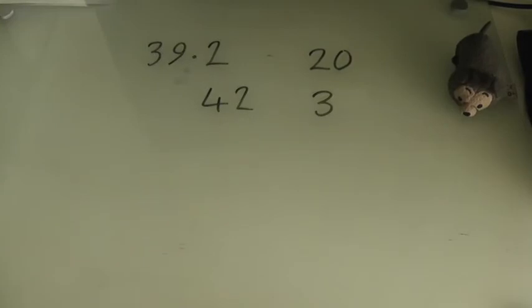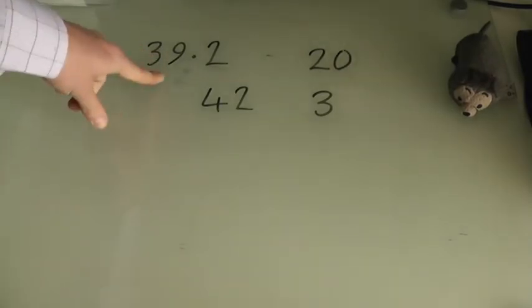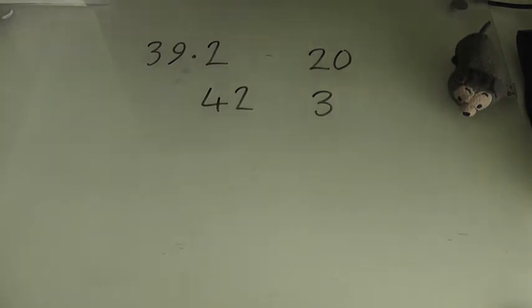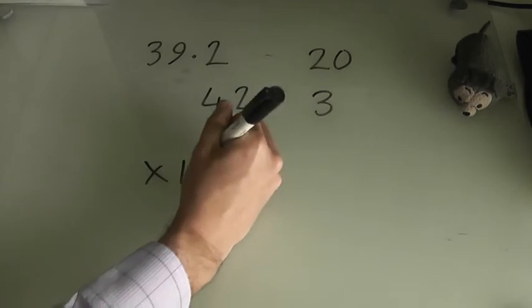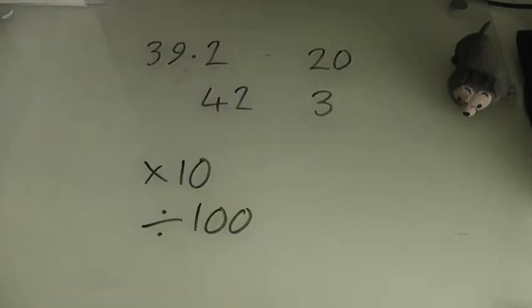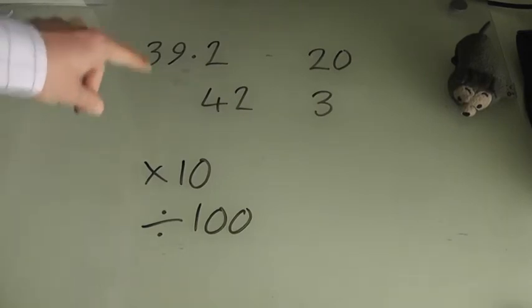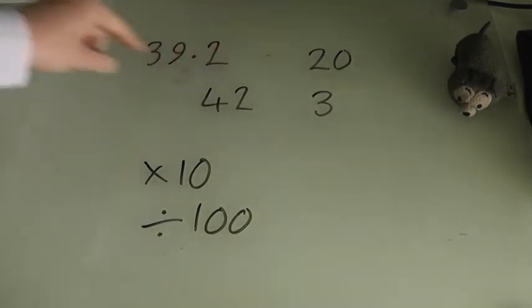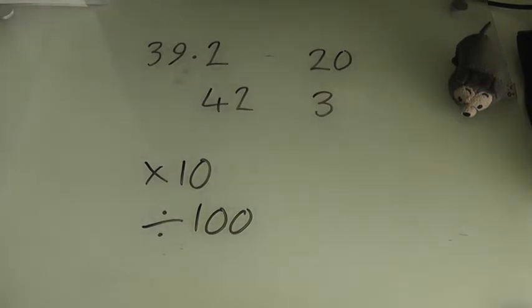Okay, so I've put 4 numbers on my board. I've got 39.2, 42, 3 and 20. For each number, I want you to work out what times by 10 would be and divide by 100 would be, okay? So for each number, work out what times by 10 is, and then work out what divide by 100 is, still using this original number. And then we'll go over the answers in a minute.